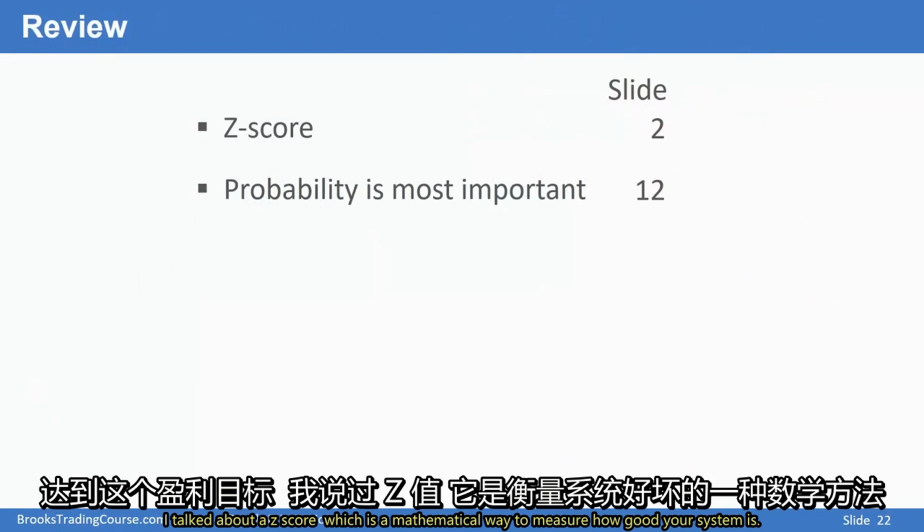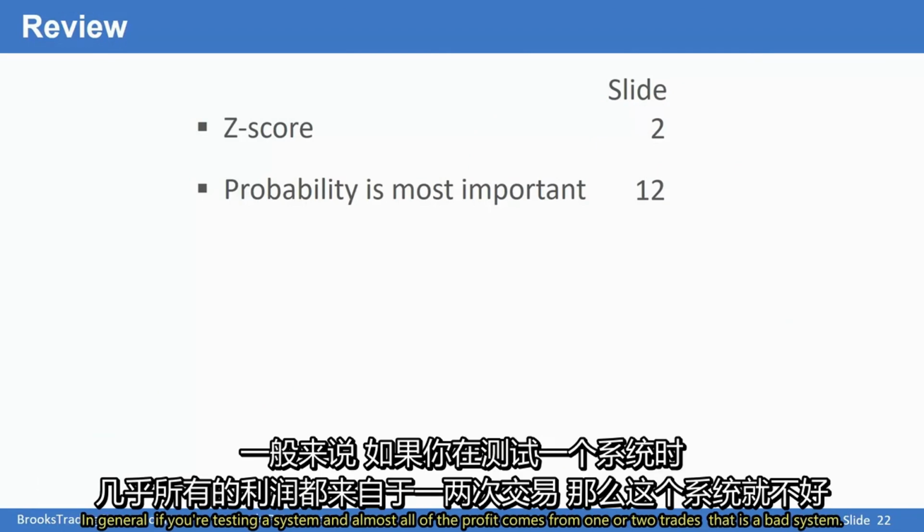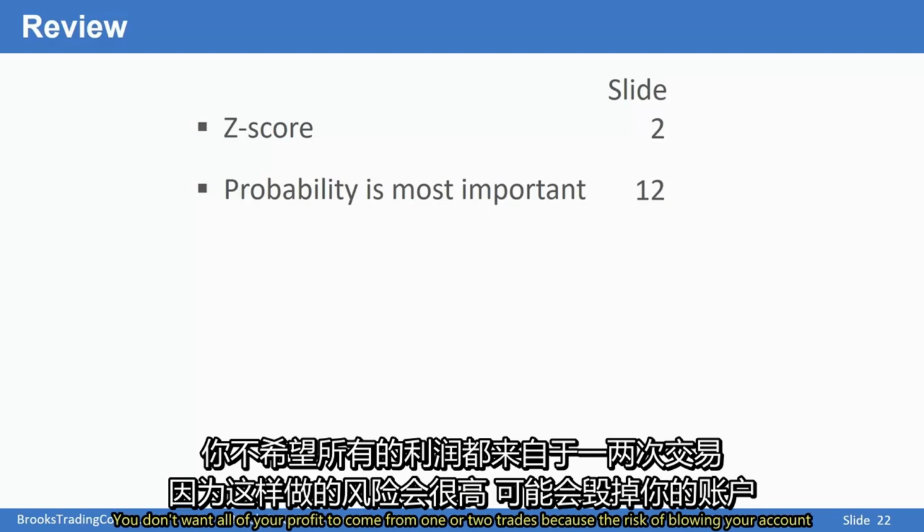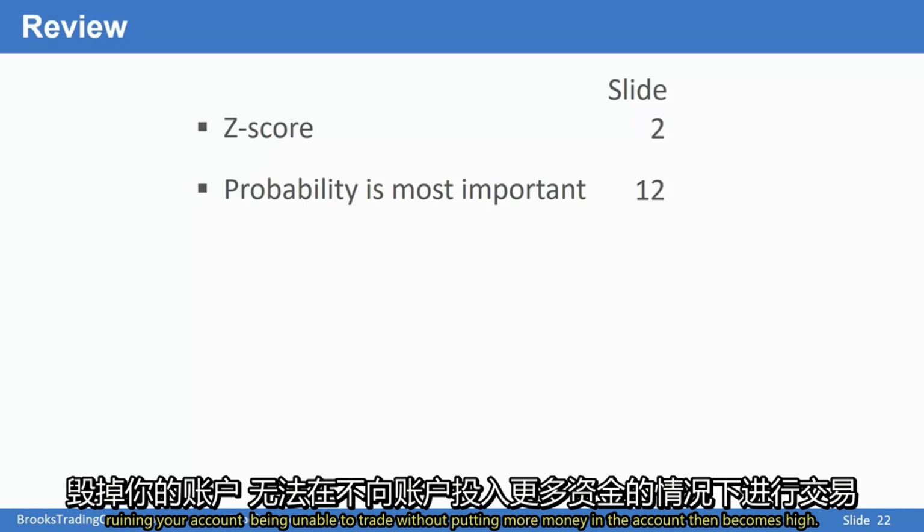I talked about a z-score, which is a mathematical way to measure how good your system is. In general, if you're testing a system and almost all of the profit comes from 1 or 2 trades, that is a bad system. You want a high winning percentage, and you want rewards that are fairly consistent. You don't want all of your profit to come from 1 or 2 trades, because the risk of blowing your account, ruining your account, being unable to trade without putting more money in the account, then becomes high.